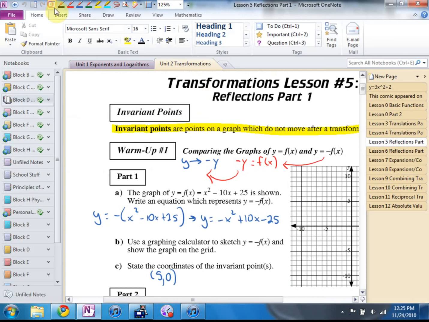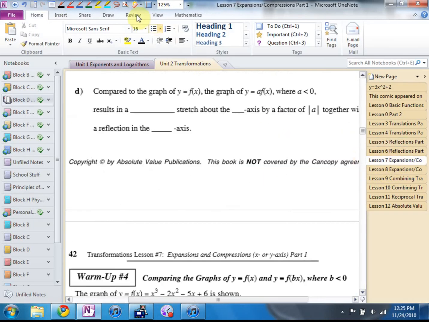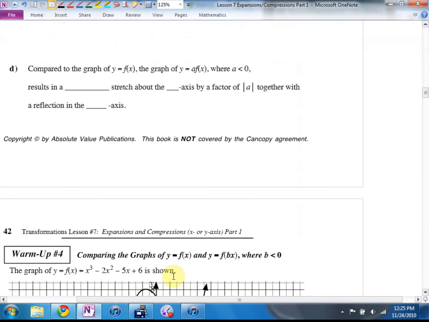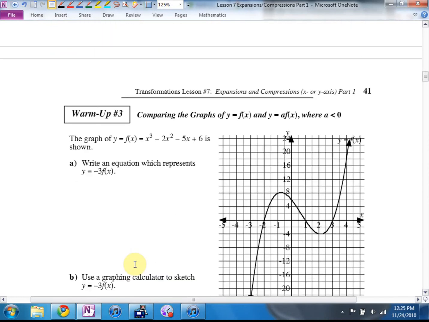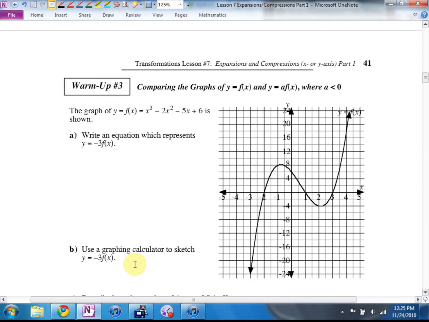Let's go back here. So, page 41. Pardon me? What if A is also negative? It's going to be an expansion or compression depending on what A is, and the flip.